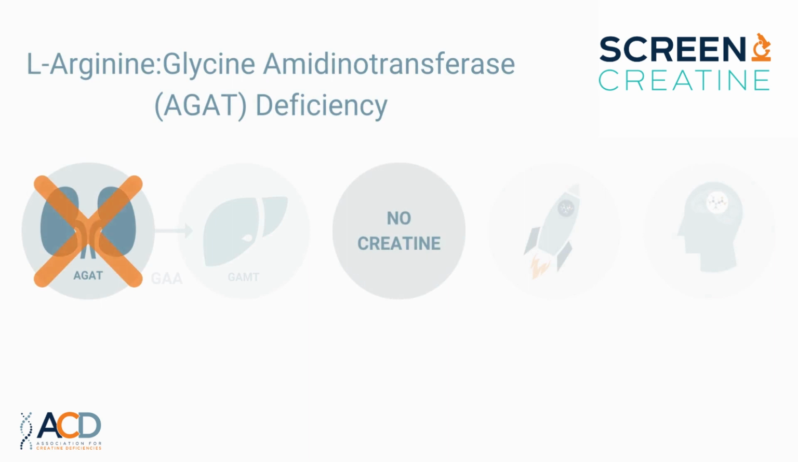In AGAT deficiency, patients do not have the AGAT enzyme. Because of this, creatine is not produced by the body. Creatine is important for supplying energy to the brain and muscles and supporting normal development.